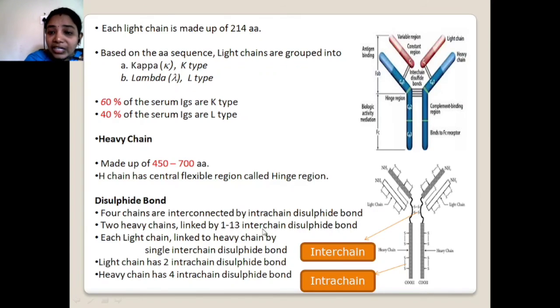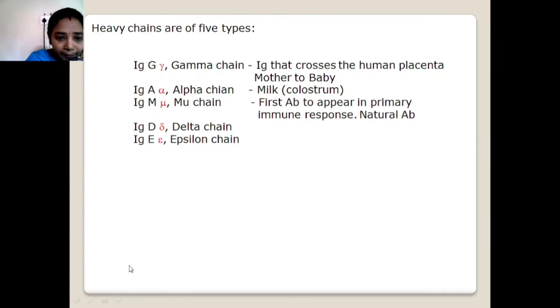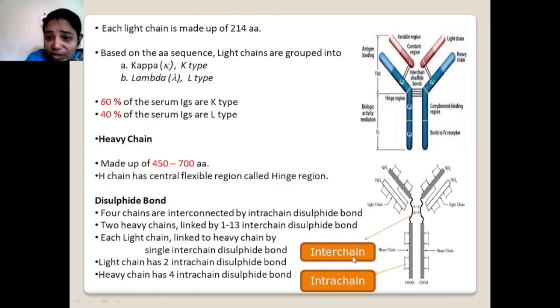Then you see, the light chain has 2 intrachain disulfide bonds. Intra means it is present in the same limb. 1, 2. So the heavy chain contains 4 intrachain disulfide bonds. Just see: 1, 2, 3, 4. So first we should know what is inter and intra, then it is very easy to understand.